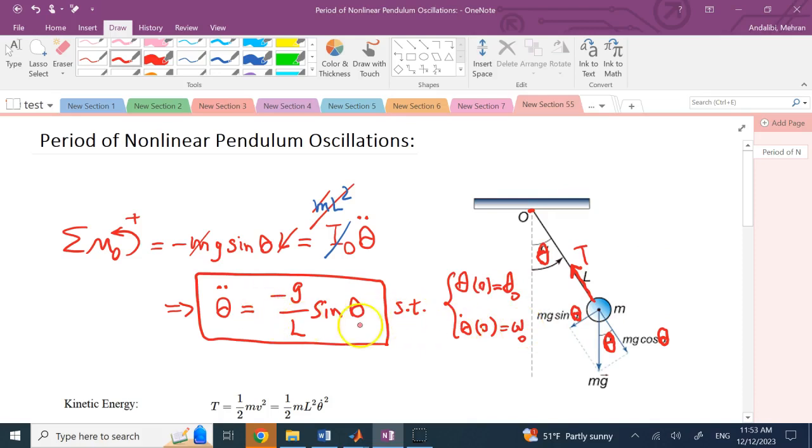The problem is this is a second order ODE and it's nonlinear because of sine of theta. If somebody says what is theta as a function of time here, could you solve this very simple ODE? It looks very simple. Could you solve it for me if I give you two initial conditions? The answer is unfortunately you cannot. There is no analytical solution whatsoever that our mathematicians could find so far to get this theta in a closed form solution with a limited number of terms.